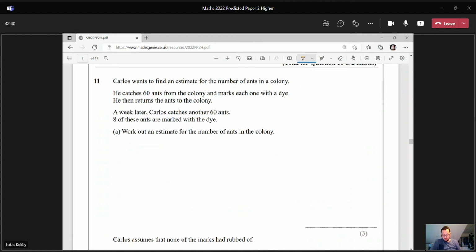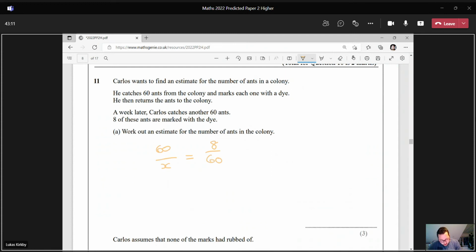Okay, so let's think about the first situation then. So we don't know how many ants there are. That's what we're guessing. So we are going to put x. So x is the guesstimate, the guess for the number of ants in the colony, and he has marked 60 of them. Okay. Then he catches another 60 ants, and out of those, 8 of them are marked with a dye. So 8 out of 60 are marked with a dye.